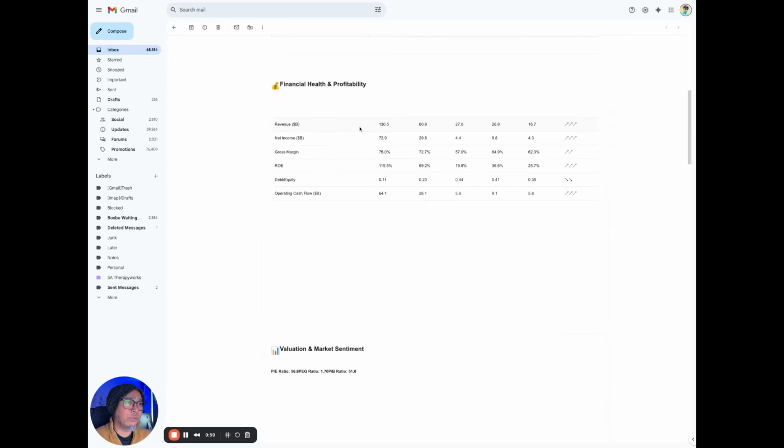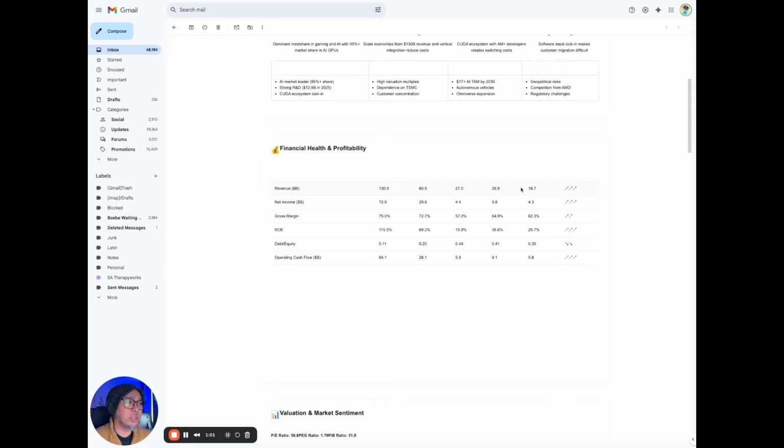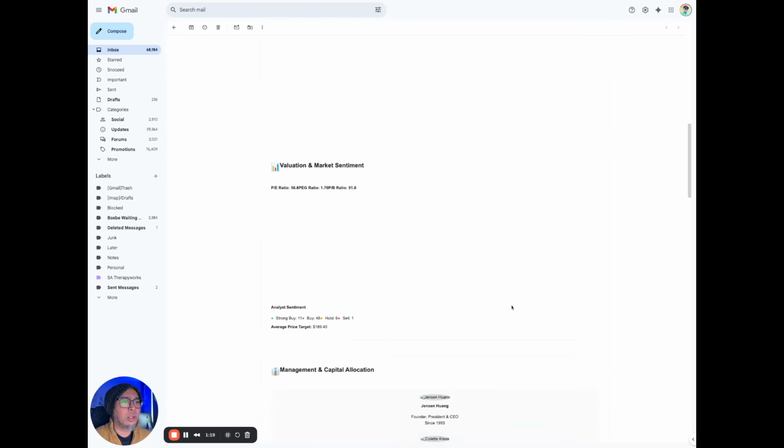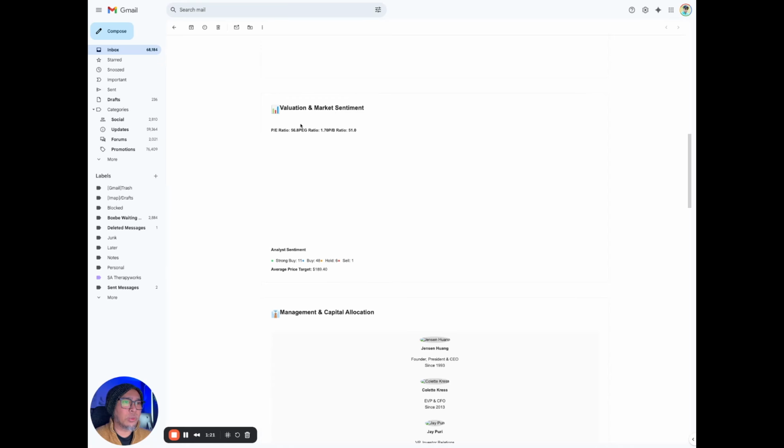So it looks at revenue. You can see that it has been going up over the years. The net income is also going up, right? The gross margin, the ROE, everything that we spoke about earlier, it's all here. The debt equity ratio, the cash flow, okay? And then it gives you the market sentiment as well and the valuation.